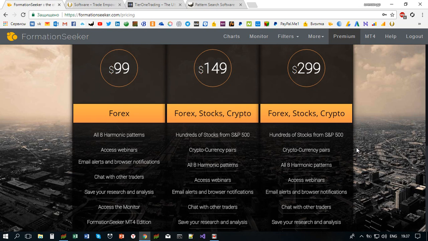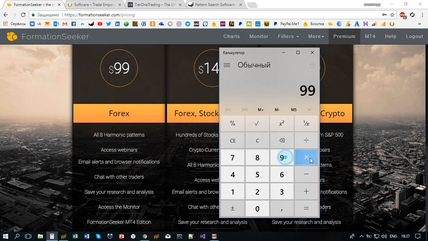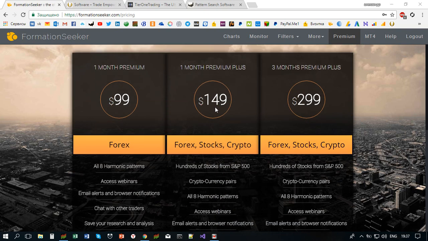And let me put it this way: if you want the software for a year, for example, although for now it looks like a very sexy price, you want the software for a year, just multiply by 12. 99 multiplied by 12. Now it's not looking as sexy. Even the cheapest premium plan looks very expensive.